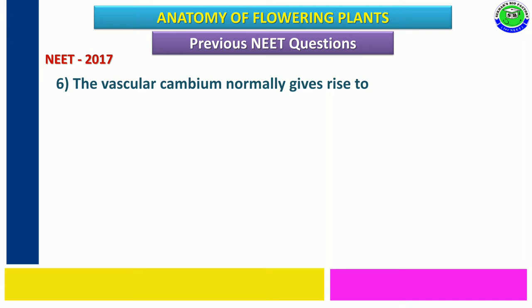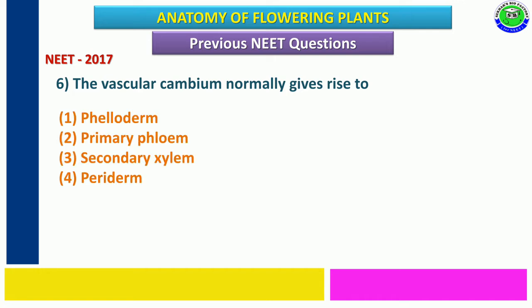NEET 2017, question number 6. The vascular cambium normally gives rise to first option phloem, second option primary phloem, third option secondary xylem, fourth option periderm. The correct answer is third option.